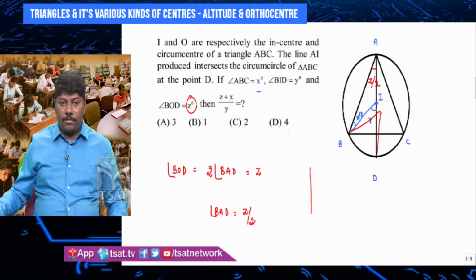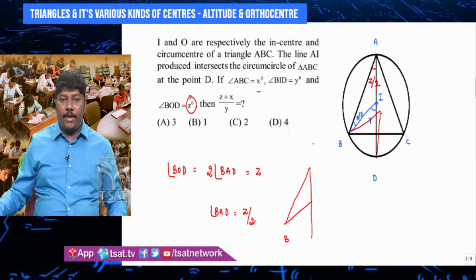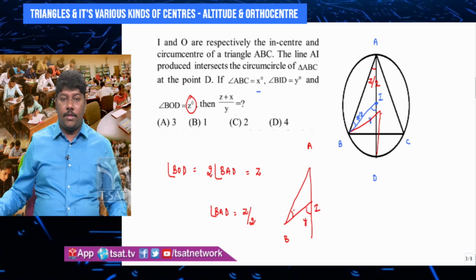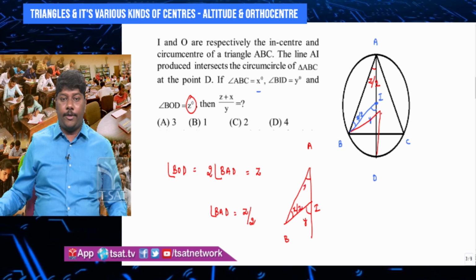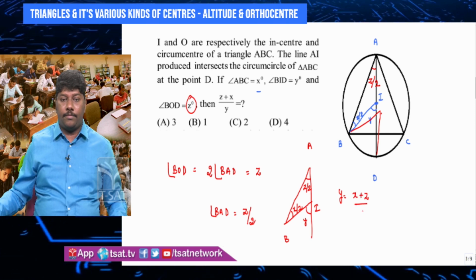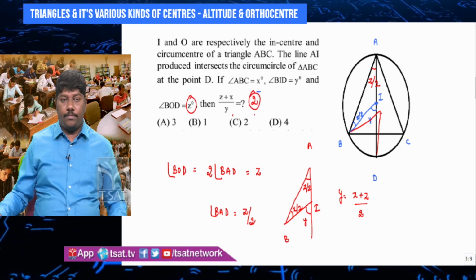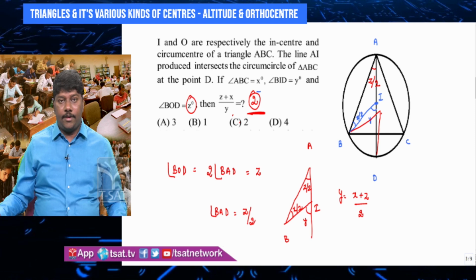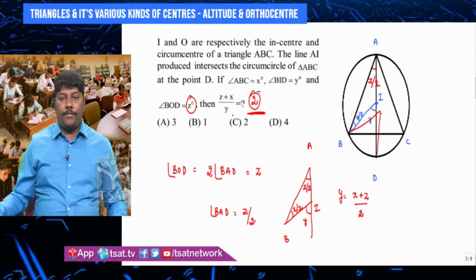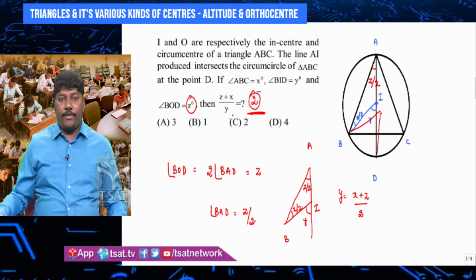Now, look at this triangle BAI. For BAI, the external angle is Y, this is X by 2, this is Z by 2. Therefore, Y is equal to (X plus Z) by 2. So, (X plus Z) by Y is equal to 2. Here we have used circumcenter and in-center properties both. The external angle becomes Y, that becomes the sum of two interior angles, X by 2 plus Z by 2. So, Y is (X plus Z) by 2, so Z plus X by Y is equal to 2 there.